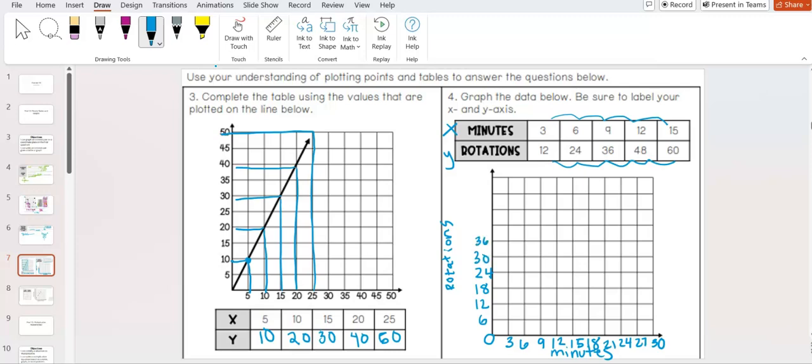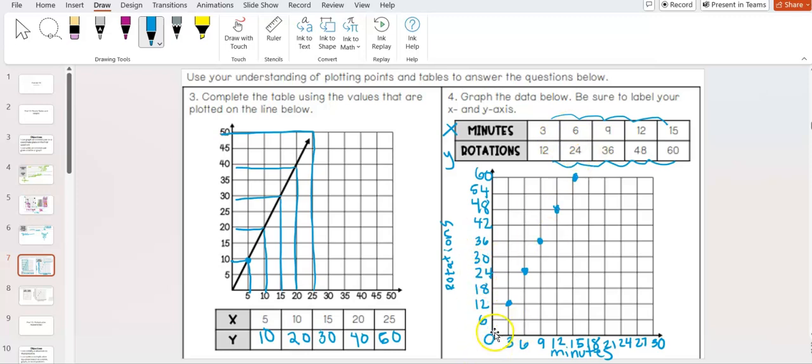And that way our graphs kind of spread out over this table a bit. There we go. And now we're just going to plot our points: 3, 12; 6, 24. Remember, doing x first. 9, 36; 12, 48; and 15, 60. So now you can see our graph kind of takes up the whole top and bottom.